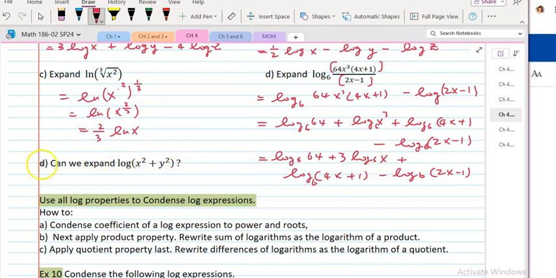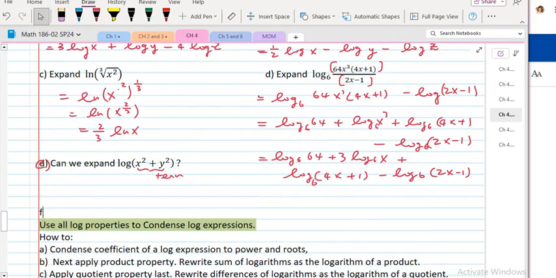E. Can we expand log of x squared plus y squared? Can I say it is 2x plus 2y? No. These are terms, so no more. You can expand it if you can factor it, but x squared plus y squared has no factor. The only thing you can do is if this is a minus, you can factor them, then you can break it up. Okay, so maybe I'll put another one here.